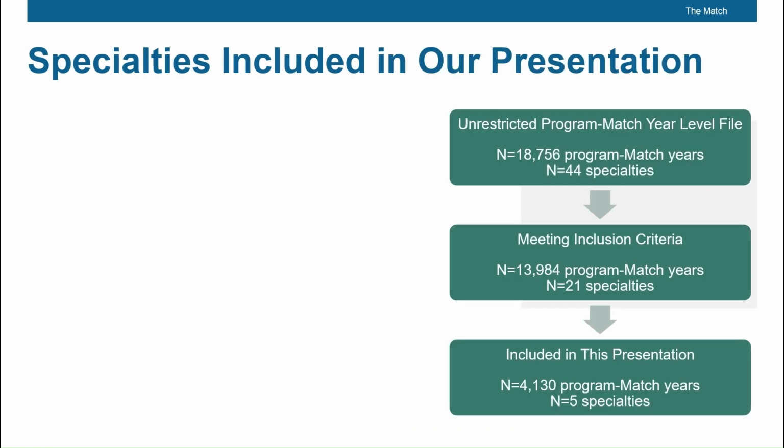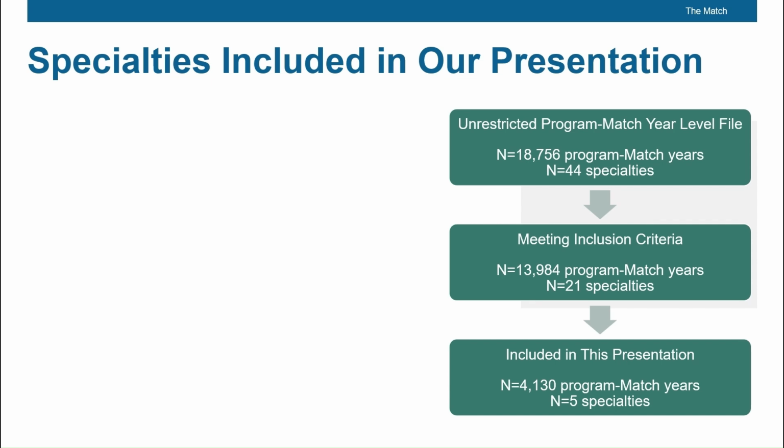So we combined the rank level data from the 2022, 2023, and 2024 match cycles. This produced a program match year file containing almost 19,000 program match years across 44 different specialties. Now, you will hear us refer to the program match year throughout this presentation. And to be clear, we're referring to a single program's rank order list.